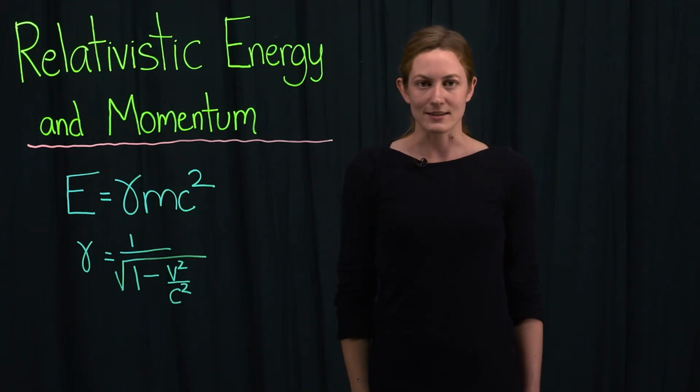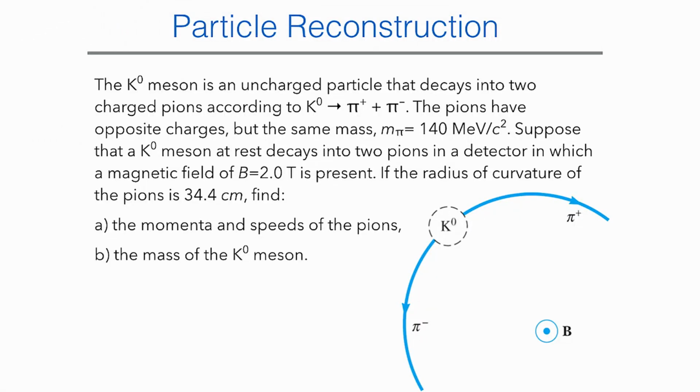So let's use this idea in the following problem. The K0 meson is an uncharged particle that decays into two charged pions according to K0 to pi plus pi minus. The pions have opposite charges but the same mass, m pi equals 140 MeV per c squared. Suppose that a K0 meson at rest decays into two pions in a detector in which a magnetic field of B equals 2 Tesla is present. If the radius of curvature of the pions is 34.4 centimeters, find A, the momenta and speeds of the pions, and B, the mass of the K0 meson.